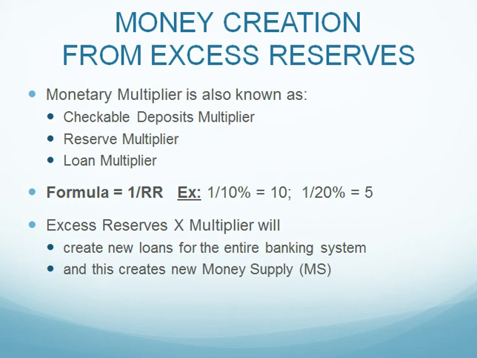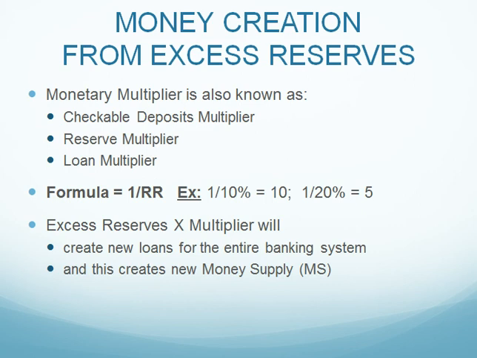So the monetary multiplier is also referred to as the checkable deposits multiplier, the reserve multiplier, and the loan multiplier. Even though the name can change, the formula is the same. It's 1 over the required reserves. So if the Fed, which sets the required reserves, says that the required reserve ratio is 10%, then your monetary multiplier is going to be 1 over 10%, or 0.1, which is 10. So 1 over 20%, if the required reserve ratio is 20%, would be a monetary multiplier of 5.